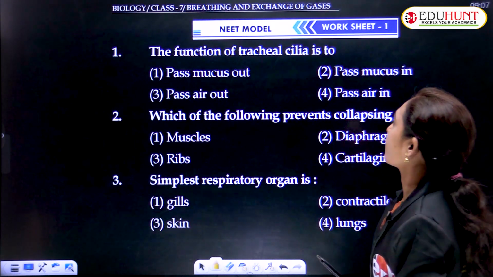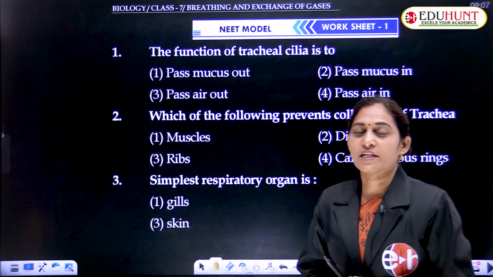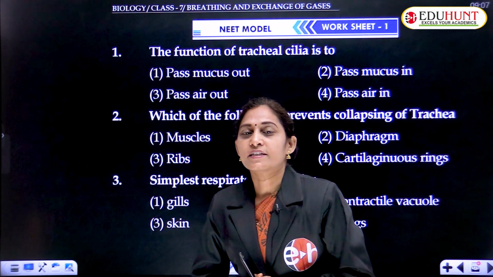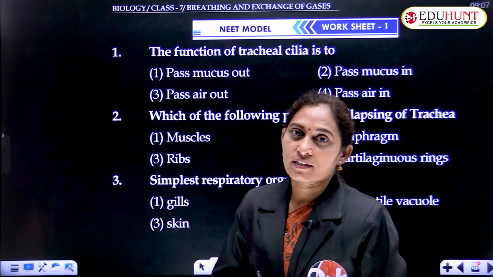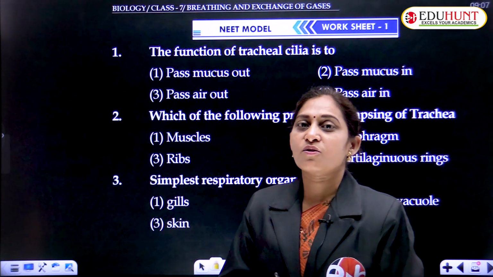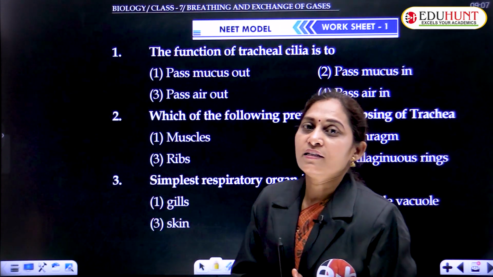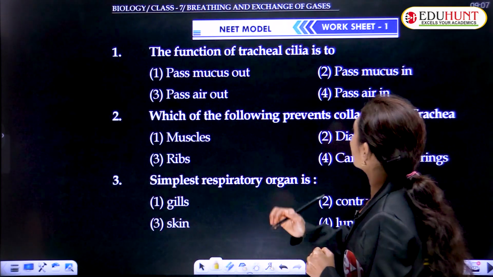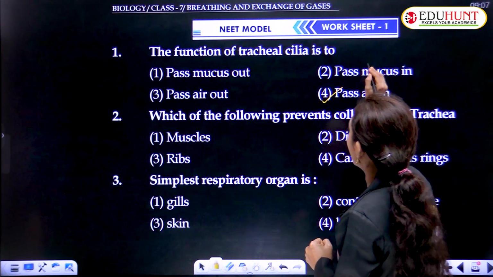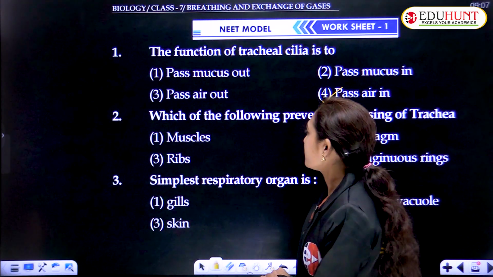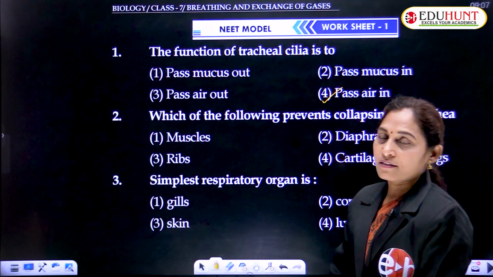The function of tracheal cilia is to... Tracheal cilia ekkada untayi? Nasal passage lo untayi. So what is the function of these cilia? It is to pass the air in. That is the answer option here.